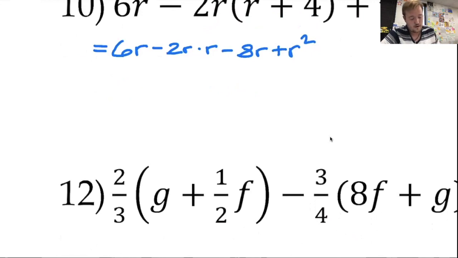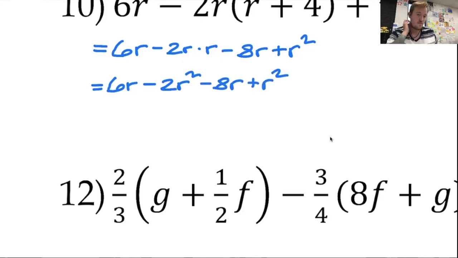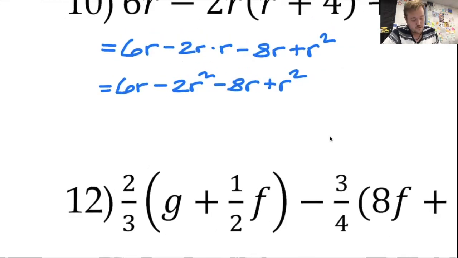So remember, if I have r times r, it's being multiplied by itself 2 times, which means it's going to be squared. So I'm going to have 6r minus 2r squared minus 8r plus r squared. So now we want to combine any like terms that we can. So you want to look at the base and look at the exponent. So if you notice, we have an r and we have an r squared. So here's the thing, the bases are the same, but here the exponent would be a 1, but the exponent over here is a 2.